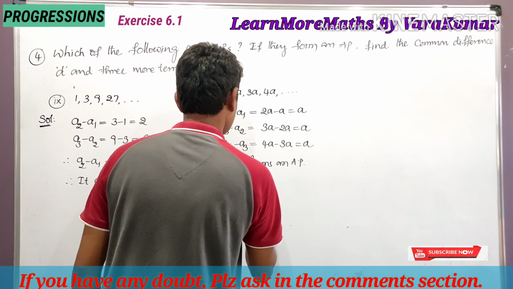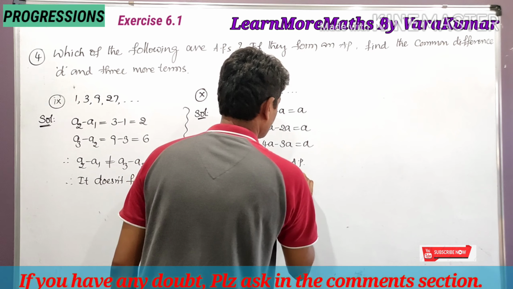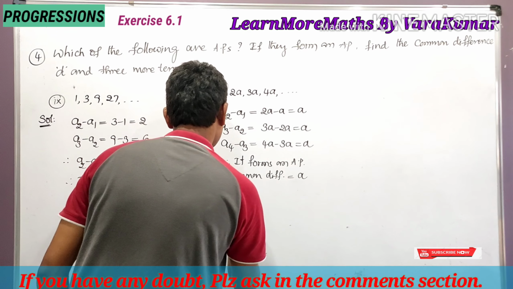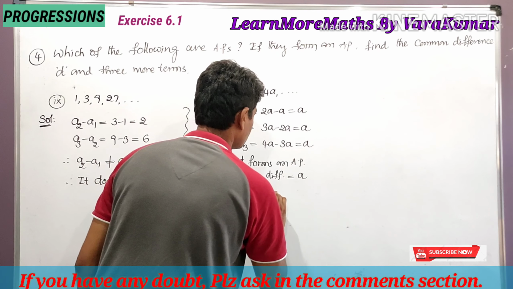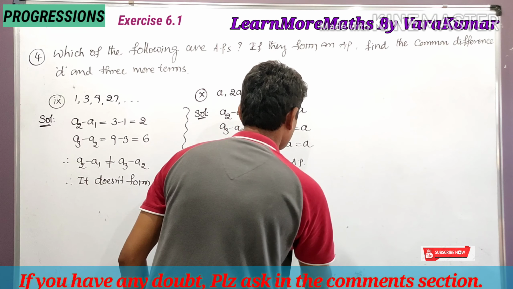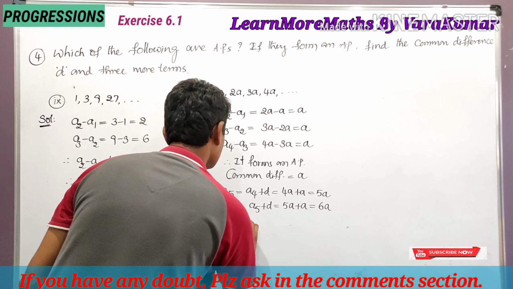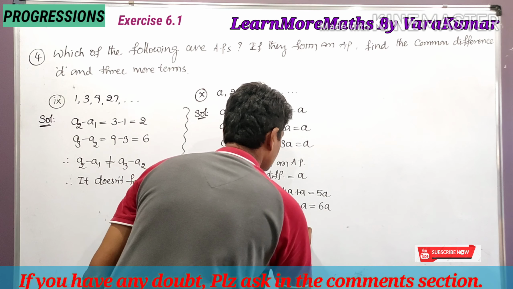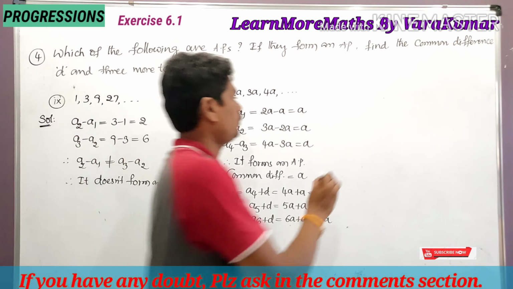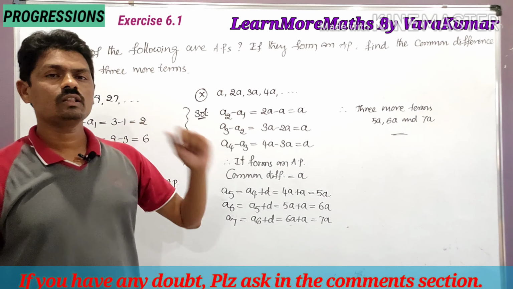He is asking us to find the common difference. The common difference is equal to how much, student? A. Next, he is asking us to find three more terms. A5 is equal to A4 plus D. A4 is 4A, plus D is A, so 4A plus A is 5A. Next, A6 is A5 plus D, that is 5A plus A, which is 6A. Next, A7 is equal to A6 plus D, which is 6A plus A, which is 7A. Therefore, the three more terms are 5A, 6A and 7A. So these are the three more terms in the 10th bit.